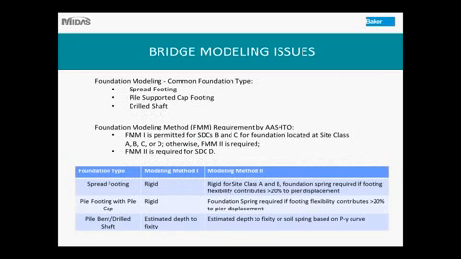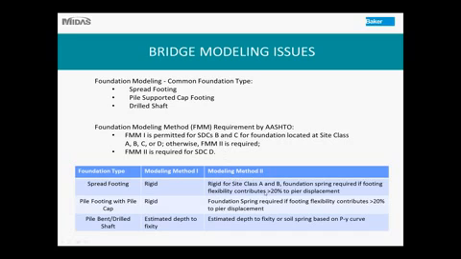Now let's go to foundation modeling. The common foundation types are spread footings, pile-supported pile cap footings, and drilled shafts. The code requirements for foundation modeling: for seismic design categories B and C, you can use modeling method 1, which pretty much models the foundation as rigid. For design category D, you definitely need to go to modeling method 2. Also for seismic design categories B and C located in site class E and F, you also need to use modeling method 2.